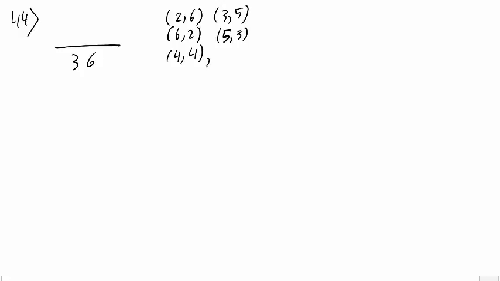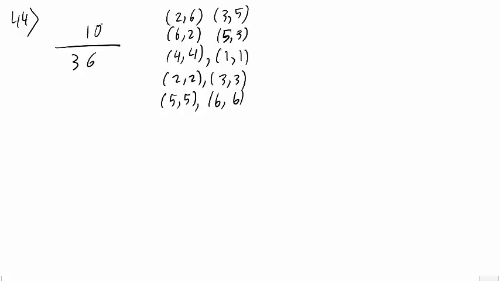So it could be 1, 1 is good. 2, 2 is good. 3, 3 is good. 4, 4 is good, but we already just counted 4, 4, so we don't count it twice. 5, 5, and then 6, 6. Let's count them. We have 1, 2, 3, 4, 5, 6, 7, 8, 9, 10. The answer is 10 over 36. You divide 10 by 36 and you get the answer.